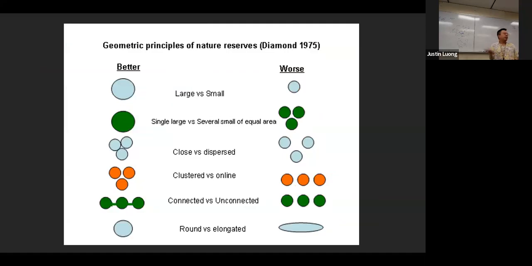So there are a few geometric principles that we think about in landscape ecology related to nature reserves, for better or worse. That might be how big a patch is or how small it is, whether you have one large patch versus several small patches, close versus dispersed, clustered versus in a line, which is from 1975, connected versus unconnected, and round versus elongated. Most of these relate to minimizing edge effects and maximizing connectivity. That's generally what makes it quote unquote better.